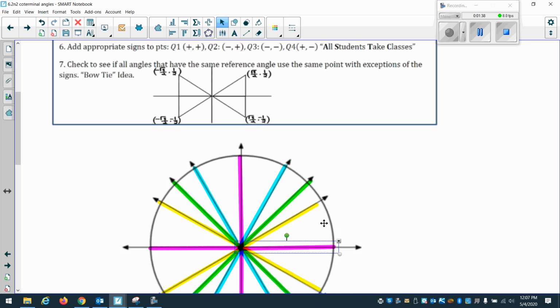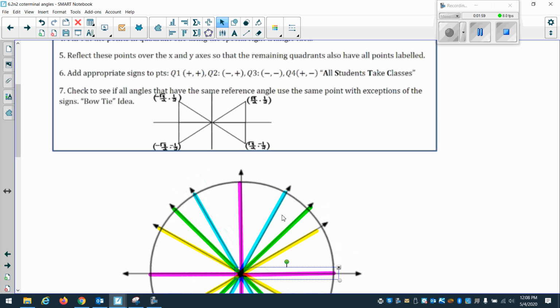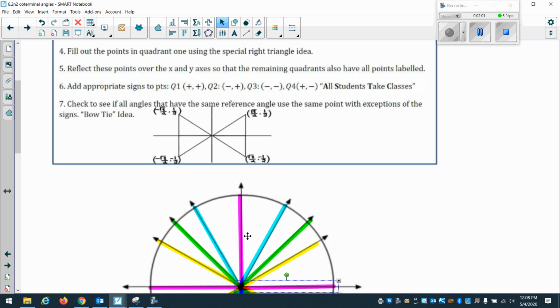So for 30 degrees, it was root 3 over 2 and 1/2. For 45, root 2 over 2, root 2 over 2, and 60 is 1/2 and root 3 over 2. But looking at 0, that's 1, 0, and this is 0, 1. So you're able to fill out the whole entire unit circle using quadrant 1.